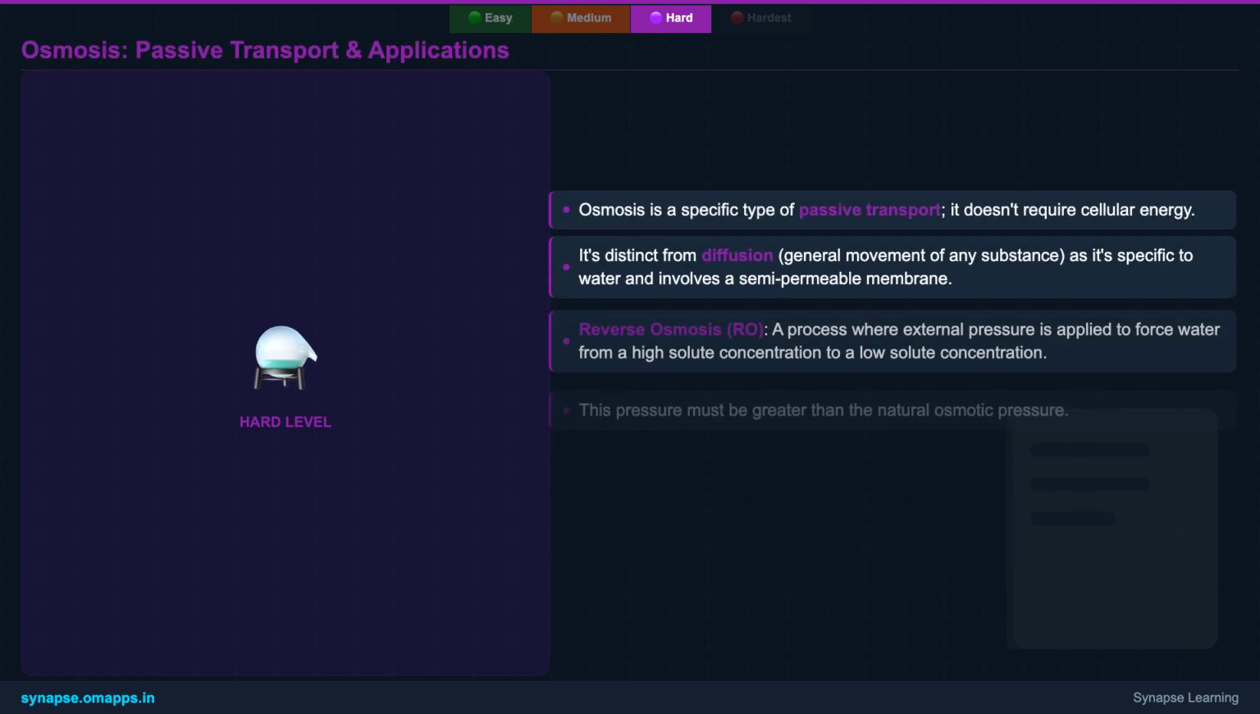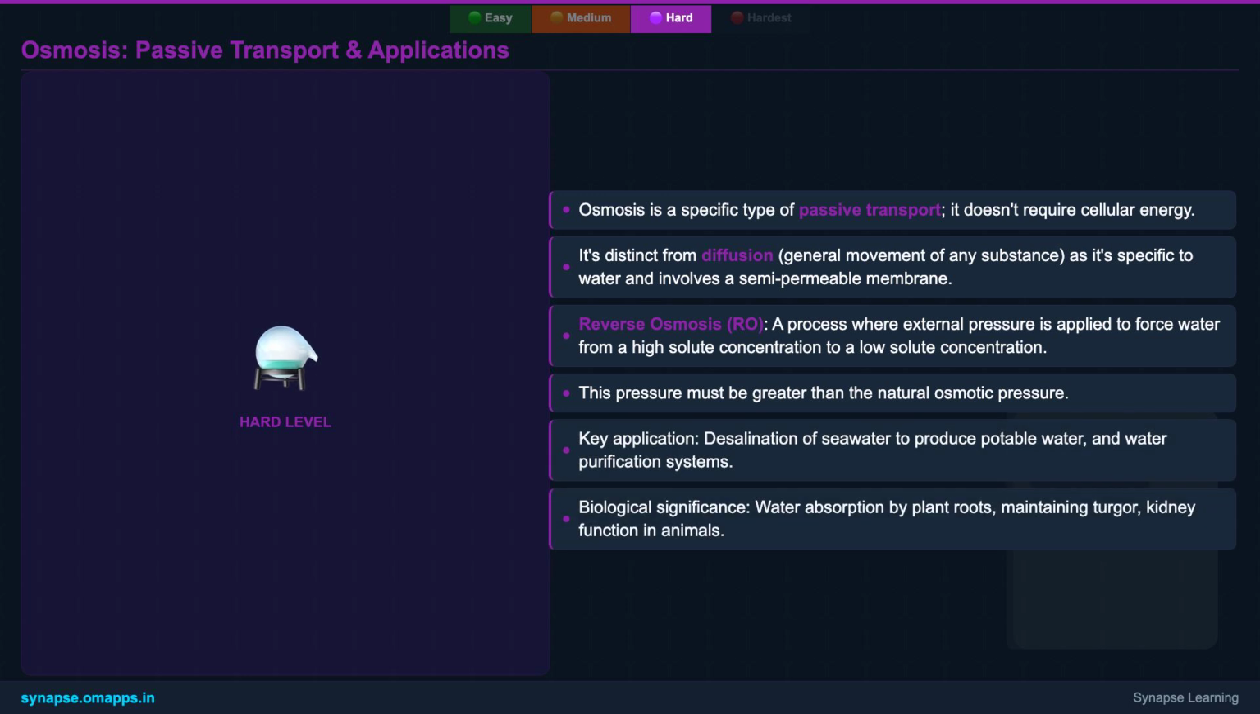Osmosis is fundamentally a type of passive transport, meaning it doesn't require the cell to expend metabolic energy. It's a specific form of diffusion, exclusively for water molecules, facilitated by a semi-permeable membrane. This differentiates it from general diffusion, which involves the movement of any substance.